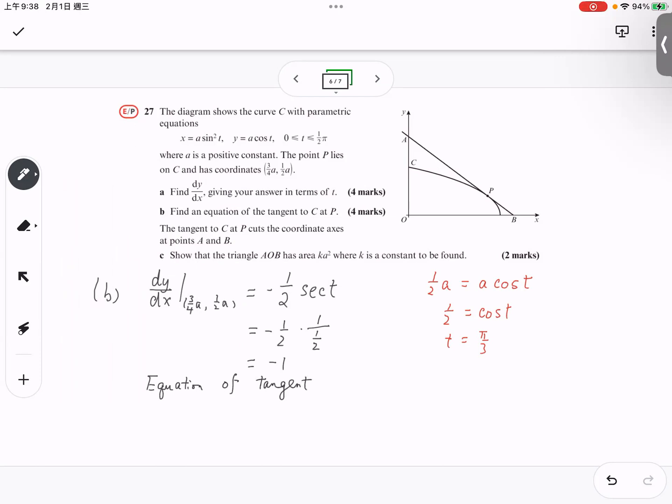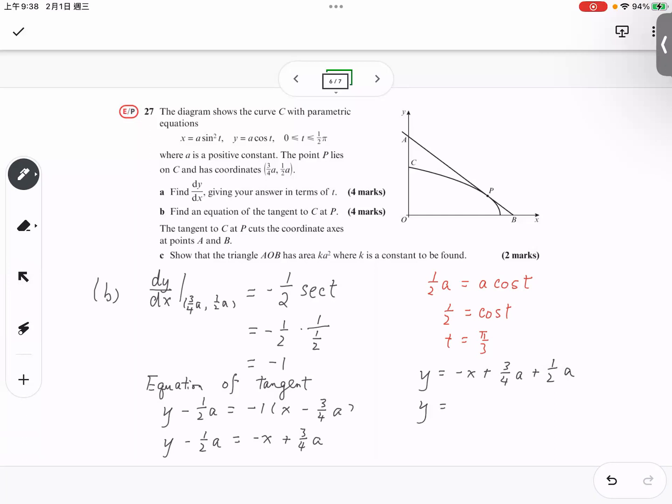What we can do is use the formula y minus 1 over 2a equal to negative 1 times x minus 3 over 4a. So what we can do is expand it: y minus 1 over 2a equal to negative x plus 3 over 4a. And then you add them together, you have y is equal to negative x plus 3 over 4a plus 1 over 2a.